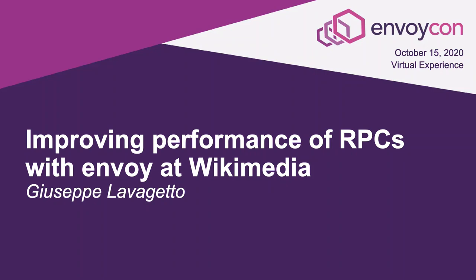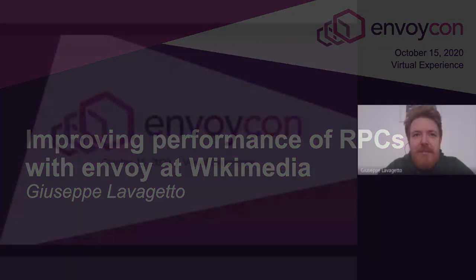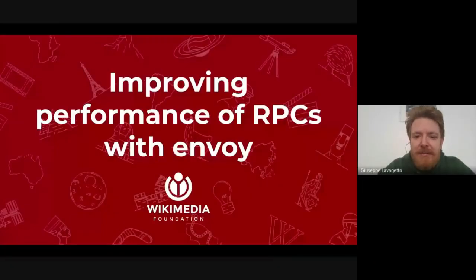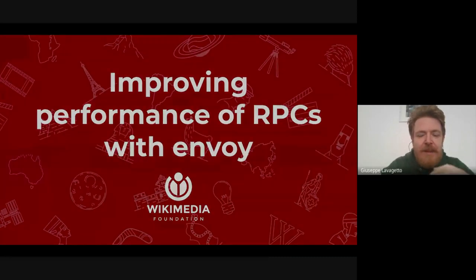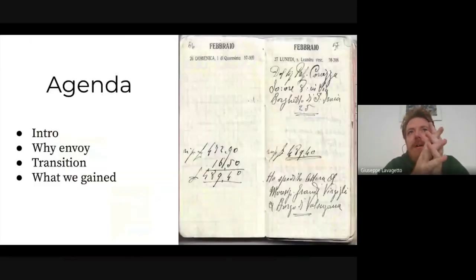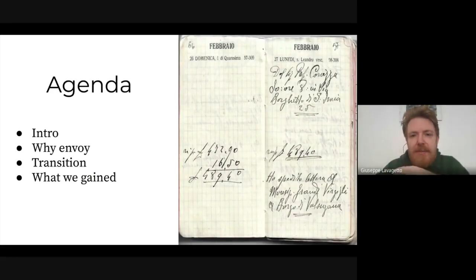Hello everyone, today I'm here to talk to you about how we improve the performance of service-to-service interactions using Envoy at the Wikimedia Foundation. Today I'll start with introducing you to our infrastructure, and explain why Envoy made sense in that context. I'll explain briefly how we went through the transition of introducing Envoy in production, and finally I'll focus on what we gained from this.